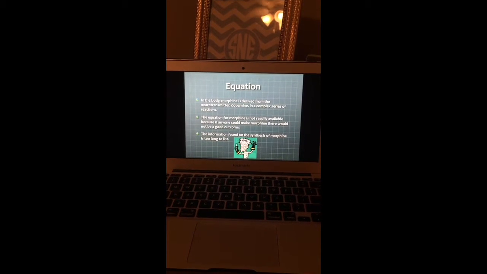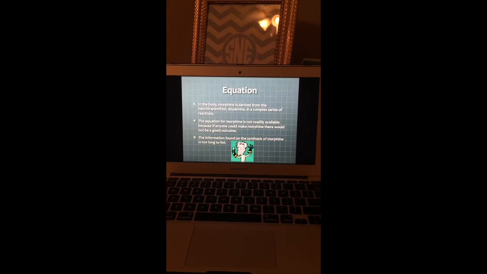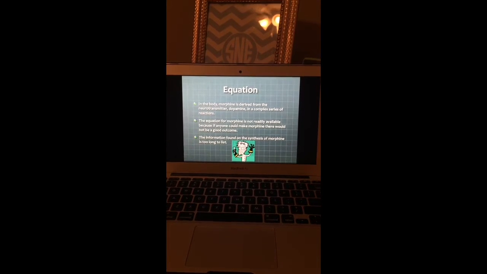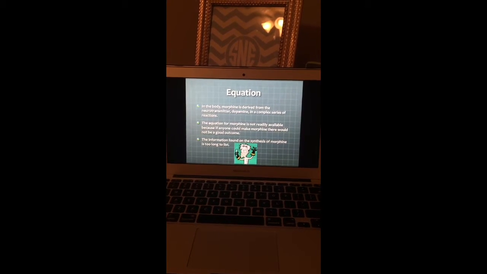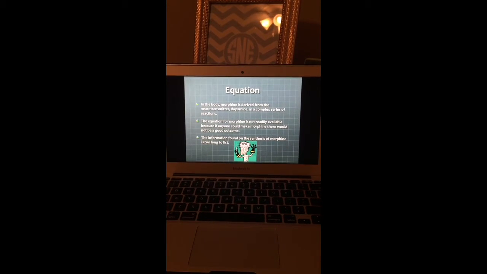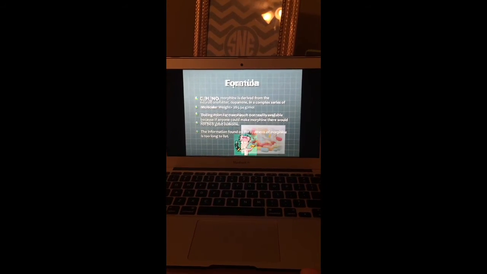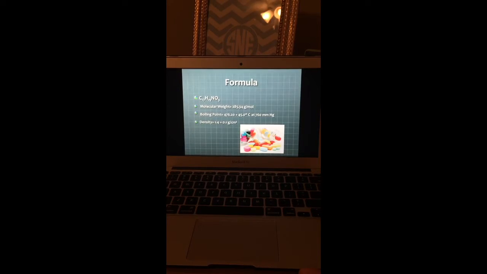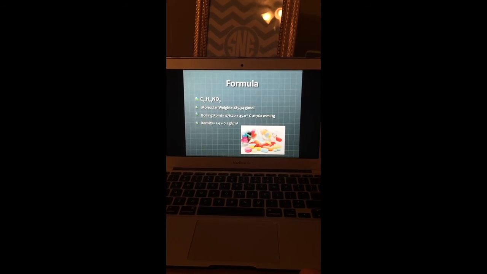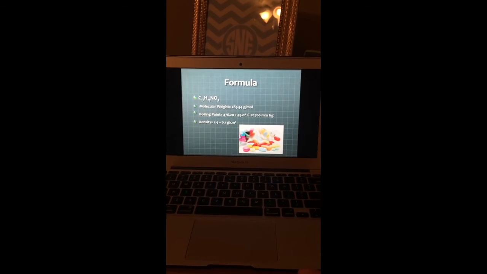Equation. In the body, morphine is derived from the neurotransmitter dopamine in a complex series of reactions. The equation for morphine is not readily available because if anyone could make morphine, there would not be a good outcome. The information found on the synthesis of morphine is too long to list. Formula. C17H19NO3. Molecular weight of 285.34 grams per mole. Boiling point is long and complicated. And density is also long and complicated.